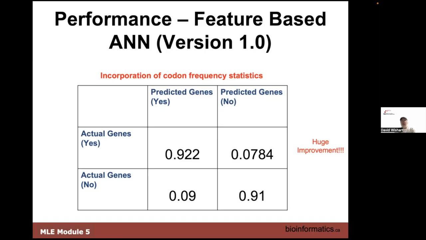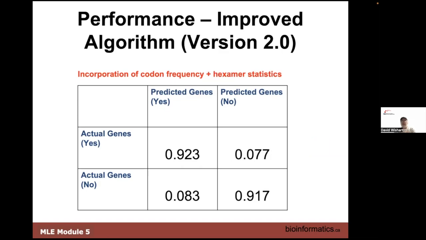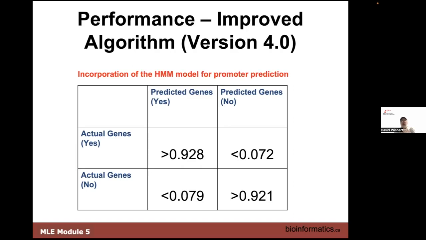So we could have almost just stopped there and said we're done. But if we use the hexamer statistics, we actually get slightly better improvement. And then if we include the possums for the promoter region, we get better still. And then we had a more sophisticated one for some of the promoters. We used a hidden Markov model, but we won't talk about that. In fact, the performance got up to more than 93, 94% in the predicted genes, and the false positives dropped below 7%.